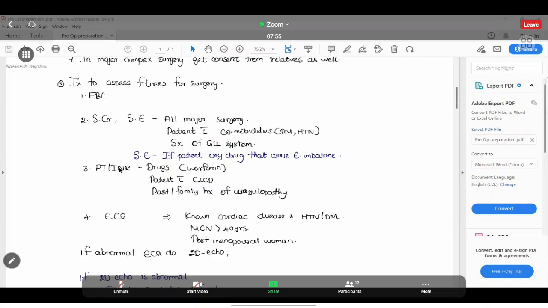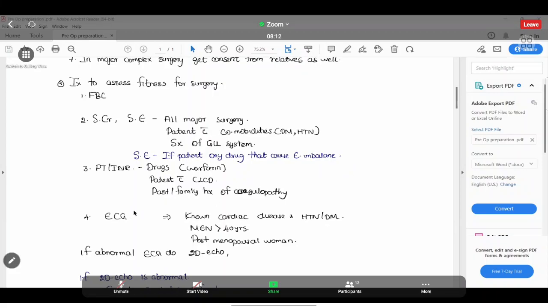Not for every patient, but practically in our ward, for patients undergoing general anesthesia, we are doing each and every investigation for everyone. But while giving the answer, don't tell all the investigations. These are only indicated for the indications I have told.